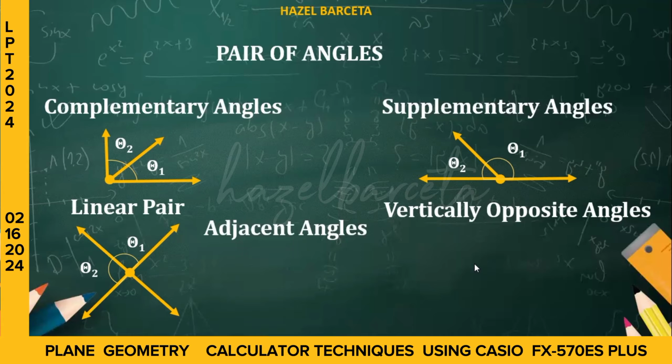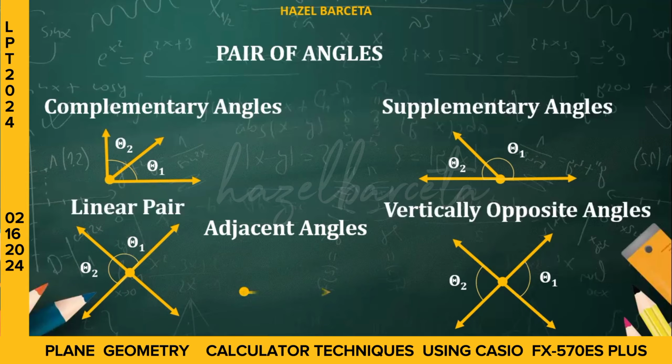The vertically opposite angles are just like the linear pair na two intersecting lines with common point at vertex. Pero dito po, ang kinoconsider naman ditong angle ay opposite angles, vertically opposite. Whereas linear pair is supplementary angles na ang sum ay 180 at magkatabi.